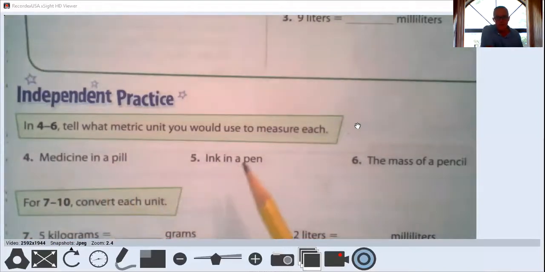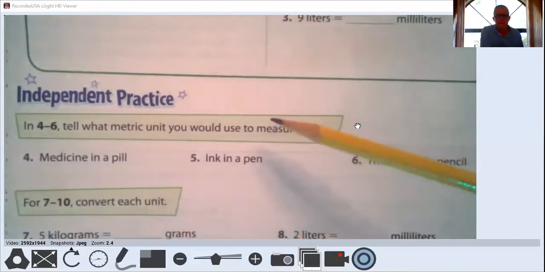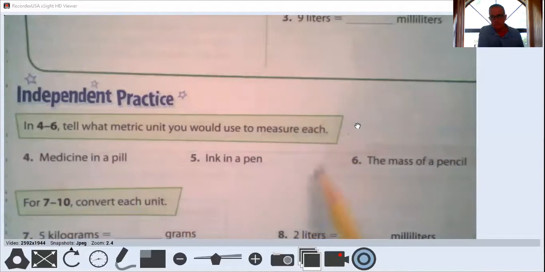Ink in a pen. Oh, that's funny, I just said that before. Ink in a pen, I would probably measure that in milliliters. Just like I took that hot sip of coffee, excuse me, and that sip of coffee is probably about how much ink we have in a pen. So I would say milliliters, since we are dealing with liquid here.